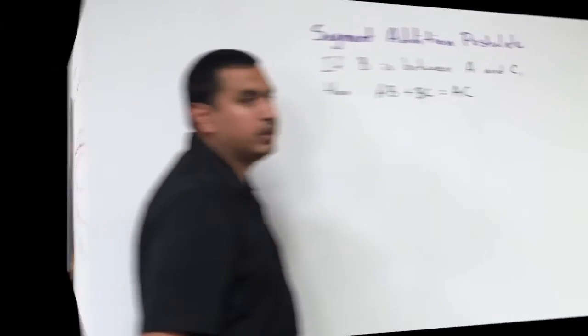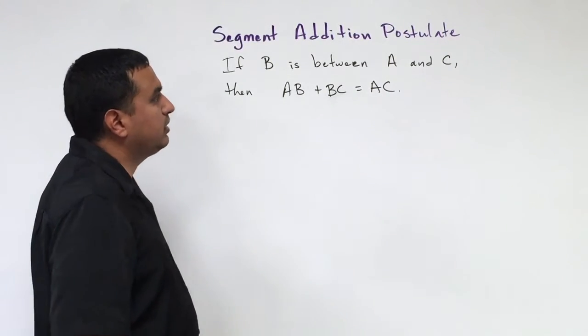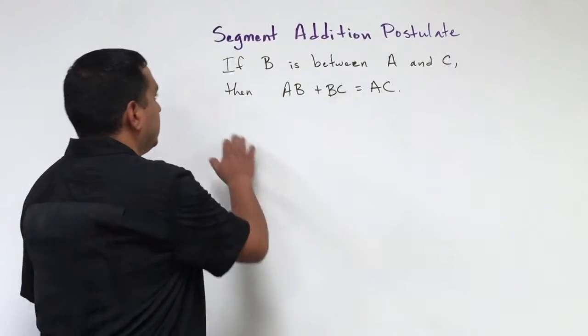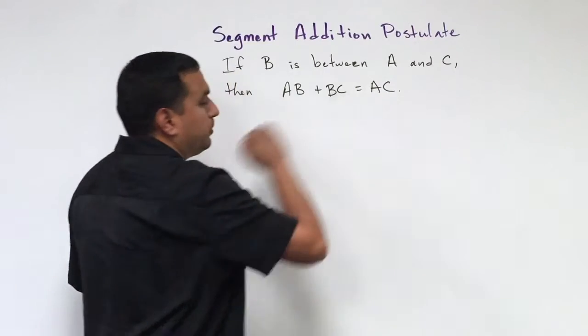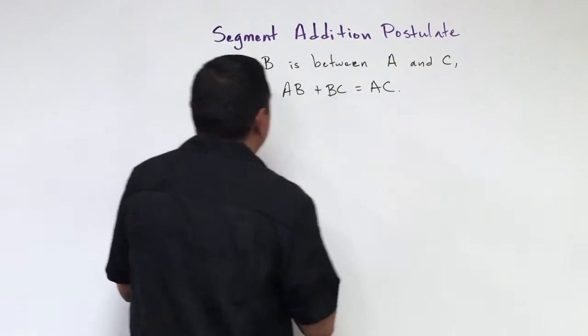All right, next we have what's called the segment addition postulate, and that says that if the point B is between points A and C, then the distance from A to B plus the distance from B to C is equal to the distance from A to C. So let's draw this real quick.